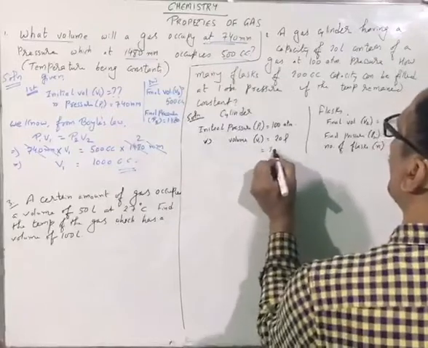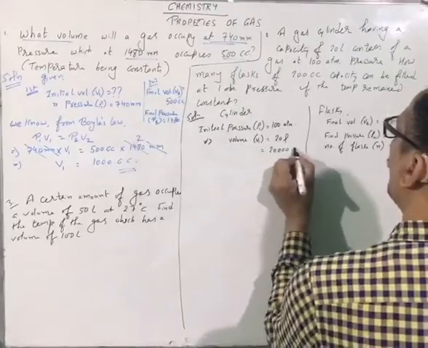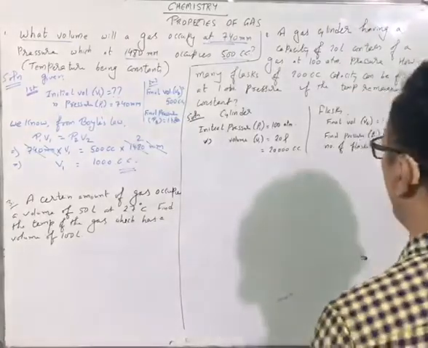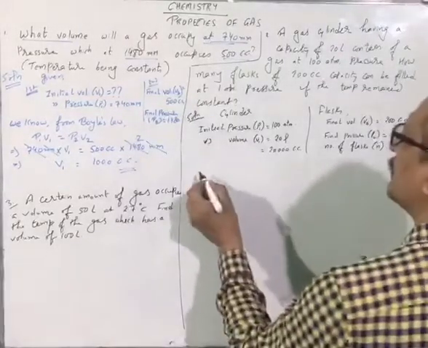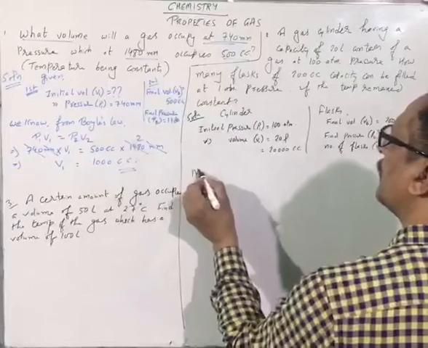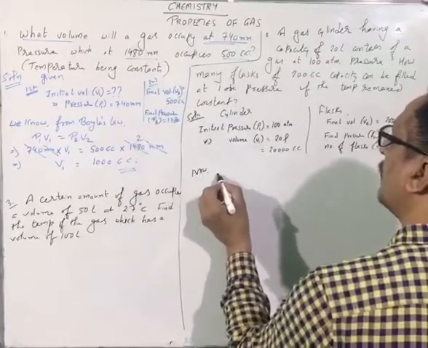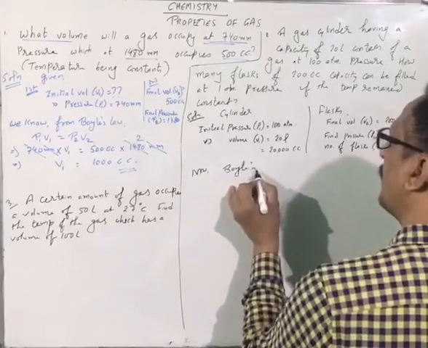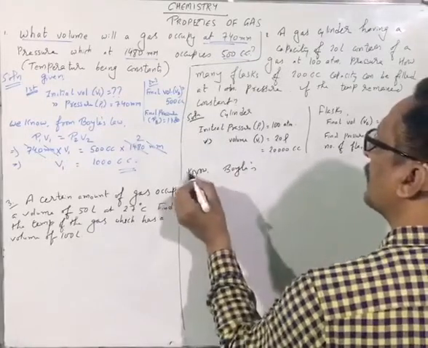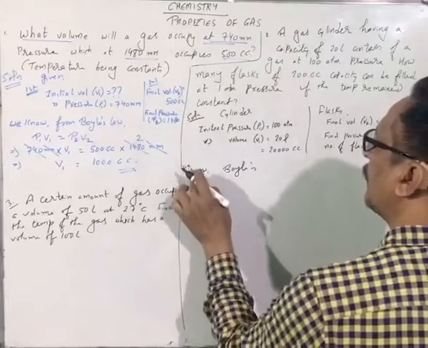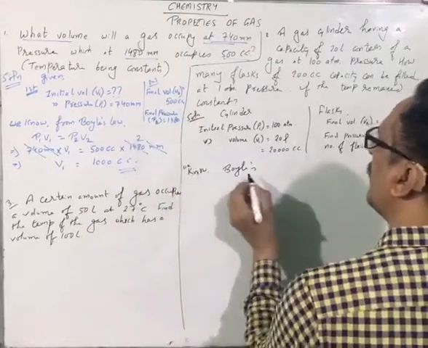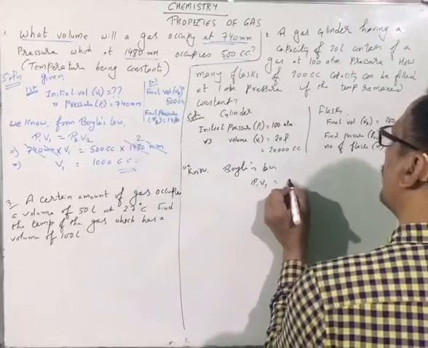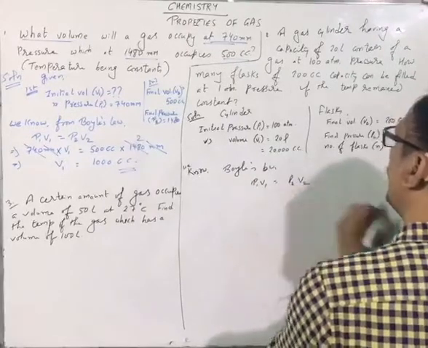You have to multiply by 1000, and you get centimeter cube, okay. So now you have to follow, we know from Boyle's law, applying the formula, okay. That means we know from Boyle's law, P1 V1 equal to P2 V2, okay.